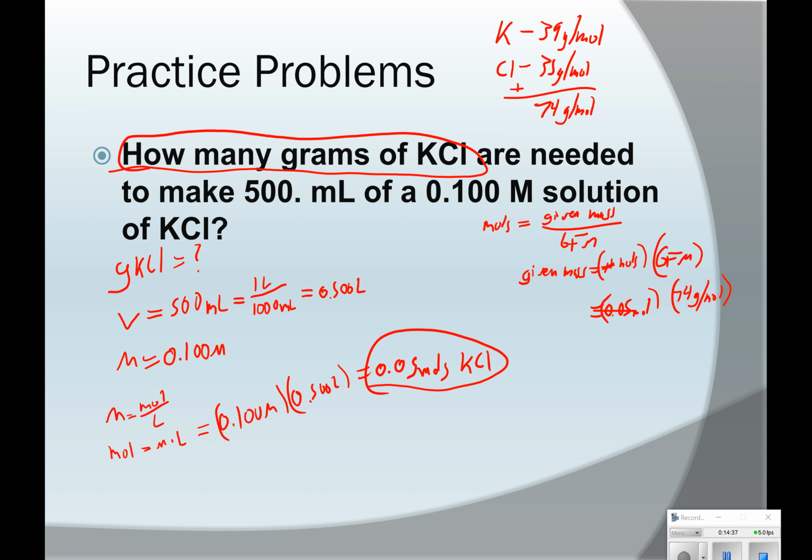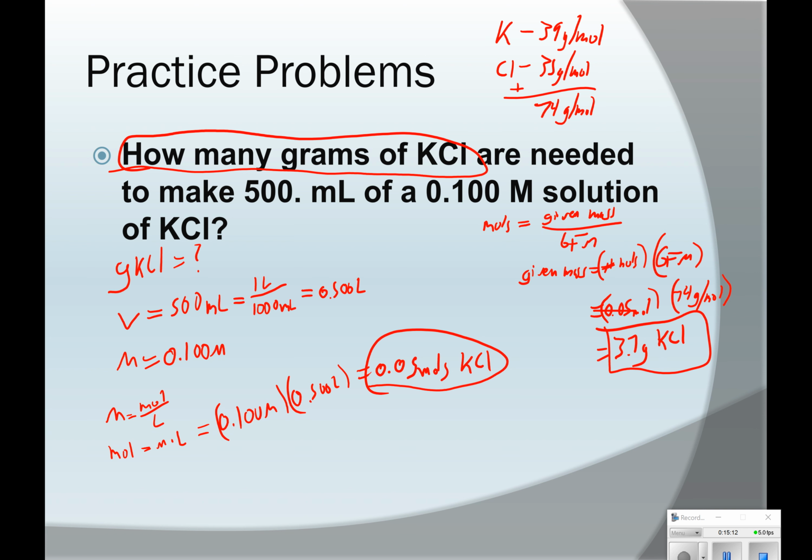So plugging that in there, basically looking for, what's that going to be, 5% of 74 grams. And that gives us a mass of 3.7 grams of KCl. So we're using two different equations here, our molarity equation and our mole calculation equation, to solve for how much KCl we'd actually have to measure.